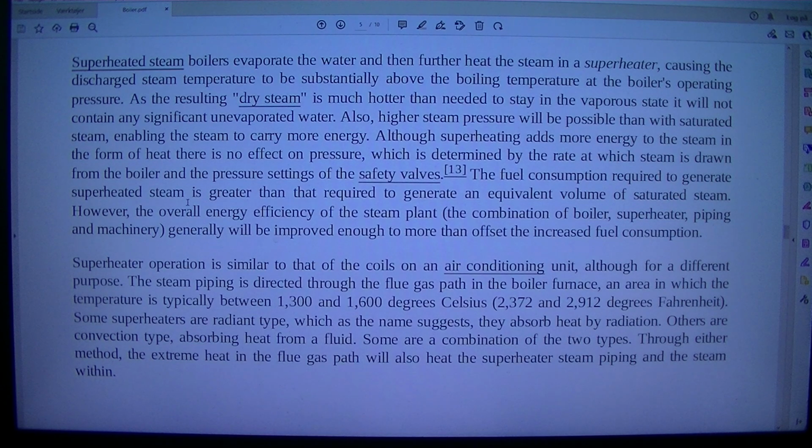The fuel consumption required to generate superheated steam is greater than that required to generate an equivalent volume of saturated steam. However, the overall energy efficiency of the steam plant, the combination of boiler, superheater, piping and machinery, generally, will be improved enough to more than offset the increased fuel consumption.